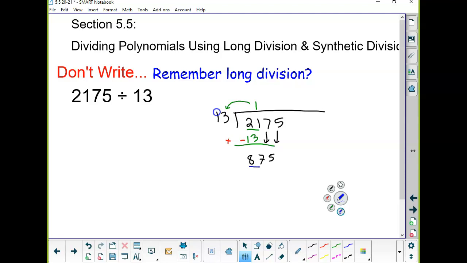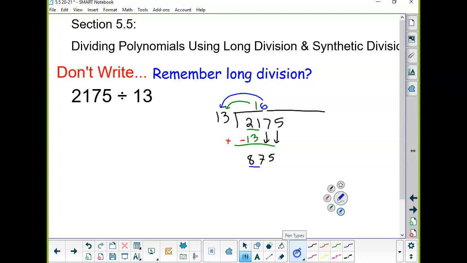Now, how many times is that? Probably 6 or 7. So let's see, if I did 6 times 13, 6 times 10 is 60, 6 times 3 is 18. So that would be 78. Maybe we can get another one. Let's try 7 and see. So 7, I might put a 7 here. I think it'll work. No, it won't actually. Because 7 times 13, 7 times 10 is 70, 7 times 3 is 21, and that's 91. So that's too much. So that means I have to use 6.